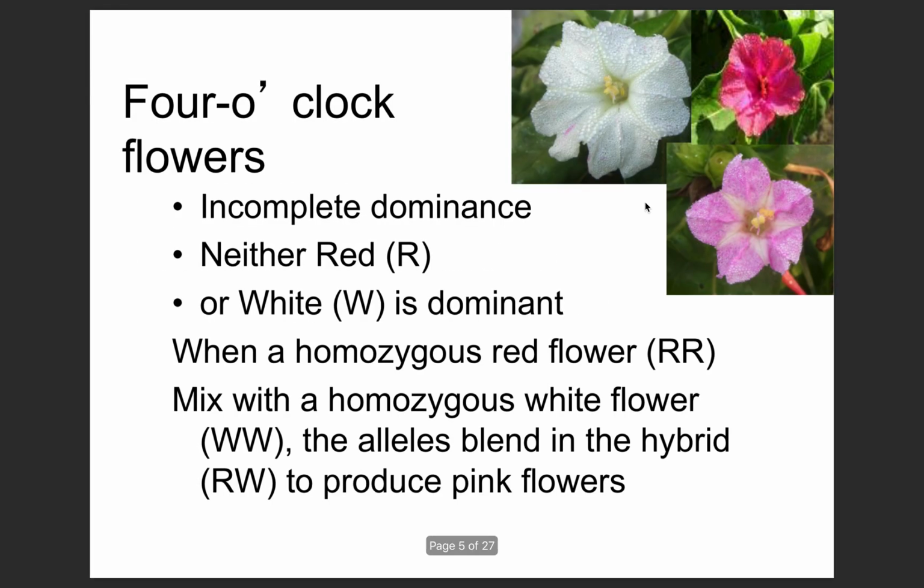Okay? So you've probably seen these flowers before, or ones that look like them. So when you look at these, they are incomplete dominance. Neither is red or white. And when your homozygous red flower mixes with the homozygous white flower, the alleles blend in the hybrid to get pink flowers, right? So that's the same example we gave in the beginning.